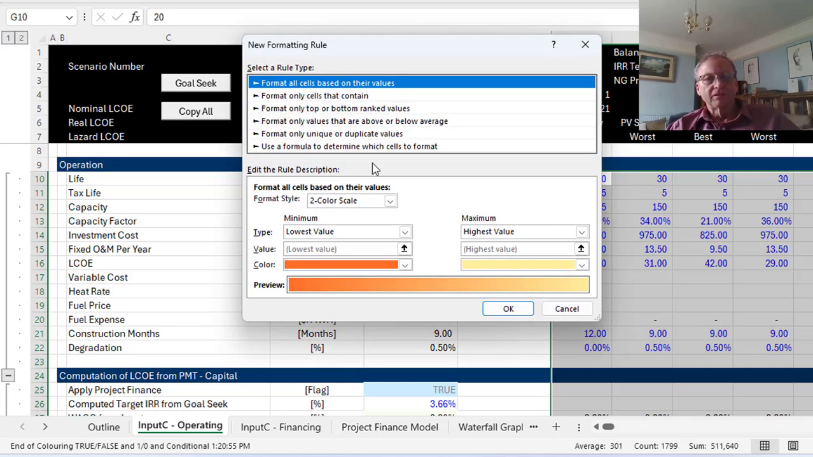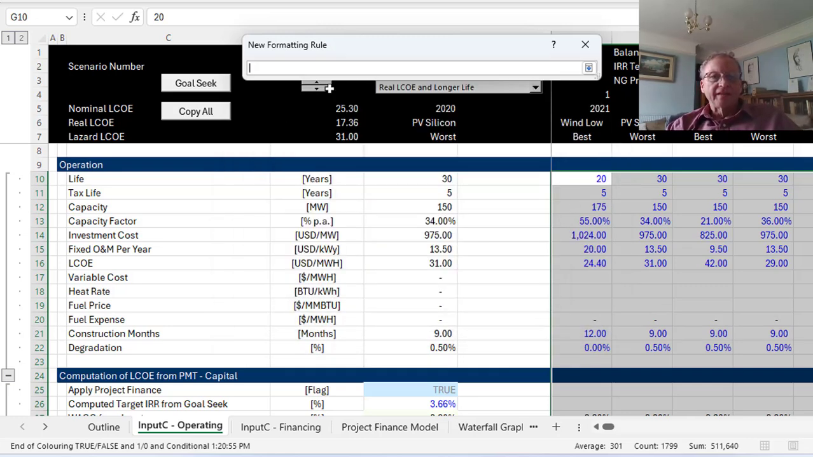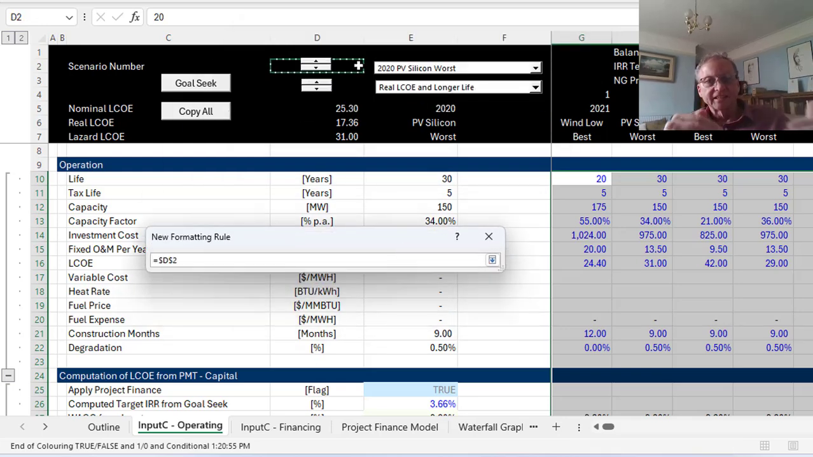You go down to new rule, down to use a formula, and you can compare. The easiest thing, you take that scenario code number that drives everything, and you leave that locked, and you put an equal sign, and I have to talk to myself. The row has to be the same. We're fixing the row, but we're not fixing the column.